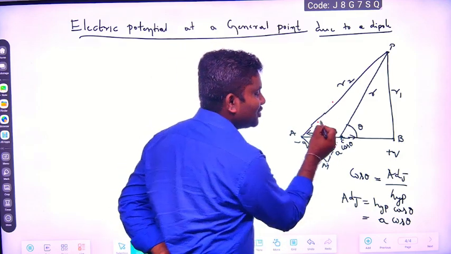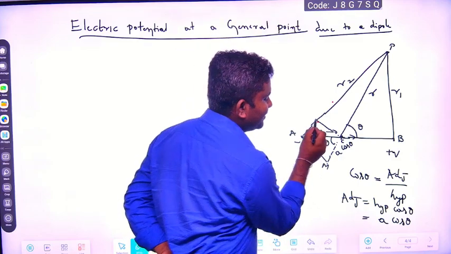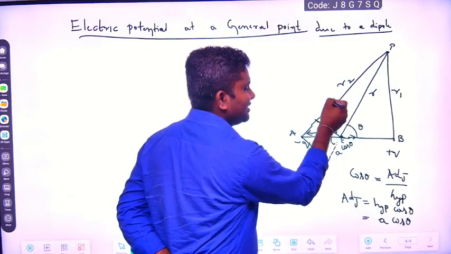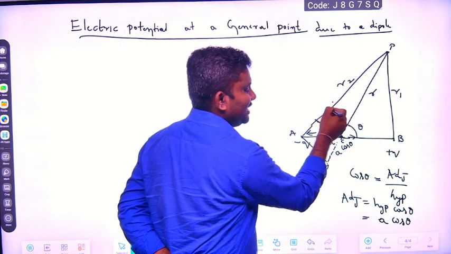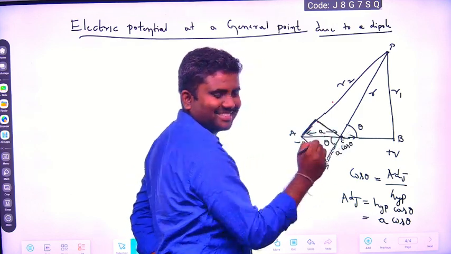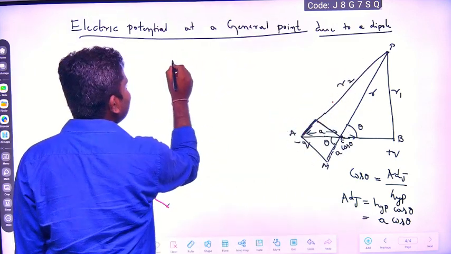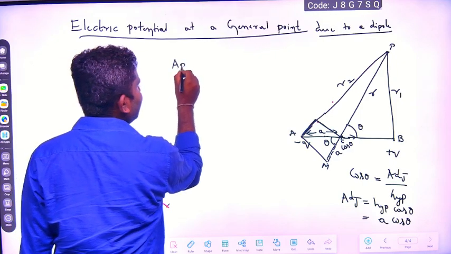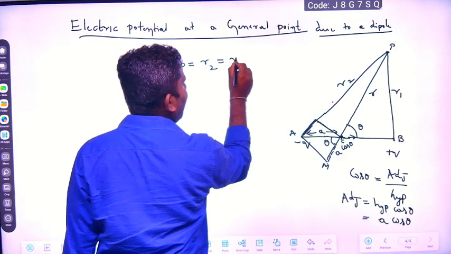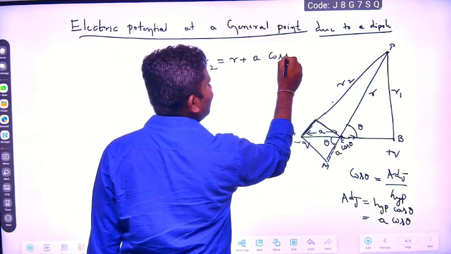Just draw a perpendicular foot. Correct, right? Correct, no? So till this and this are parallel. Correct, no? So till it is R. Now this distance is what? This distance only, this distance, right? Correct? Correct. Now you see the total distance, that is AP. AP is equals to, which is R2, which is equals to R plus A cos theta. Very good. A cos theta.